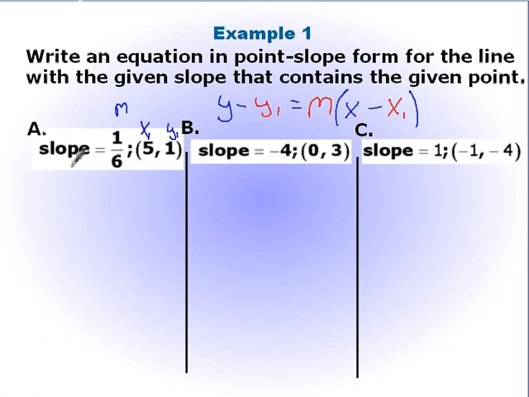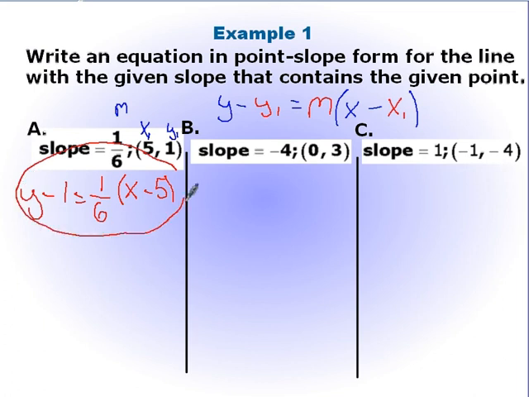Let's try. So we're going to write out this in point-slope form. So we're going to write y minus, and then instead of y1, we're going to write this number here, 1, equals, and instead of m, we're going to write the slope, 1/6, times x, we just leave that x, minus, and instead of x1, we're going to write this number 5, the x coordinate here, minus 5. And this is all you do. You don't have to solve it. You don't have to do anything else. This is all you have to do.